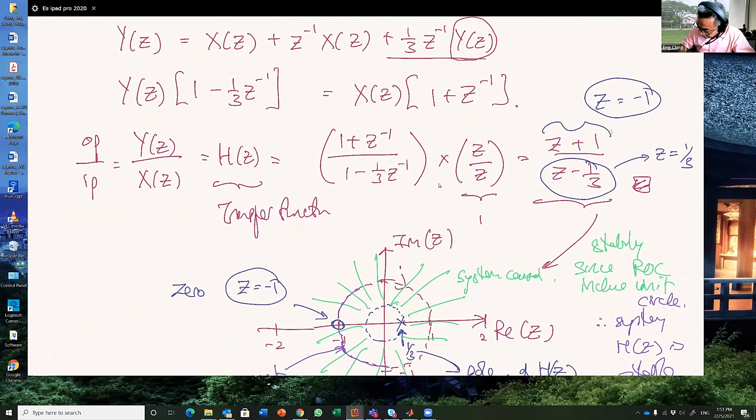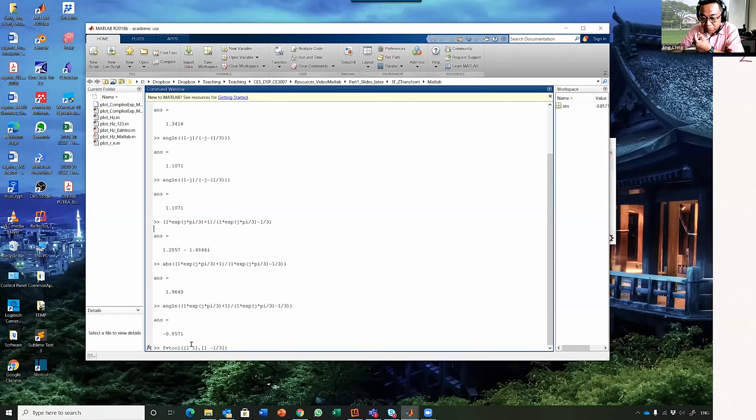MATLAB needs you to express it in this form for H of z, and then we look at the parameters. The function is z plus 1 over z minus 1/3. The parameters on the top are 1 and 1. The parameters on the bottom are 1 and minus 1/3. So all I need to do is enter these two parameters: 1 1 on the top numerator, and 1 minus 1/3 on the denominator.